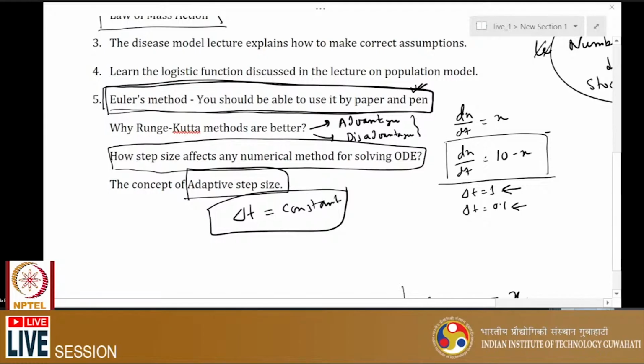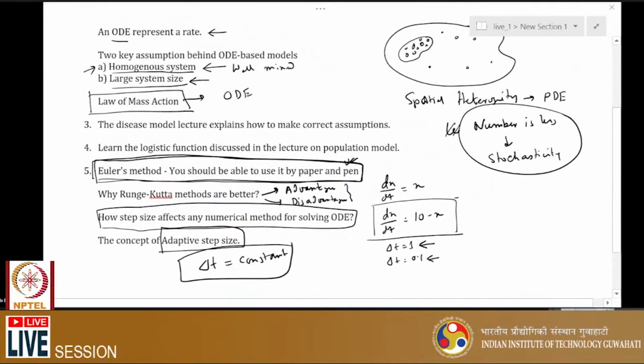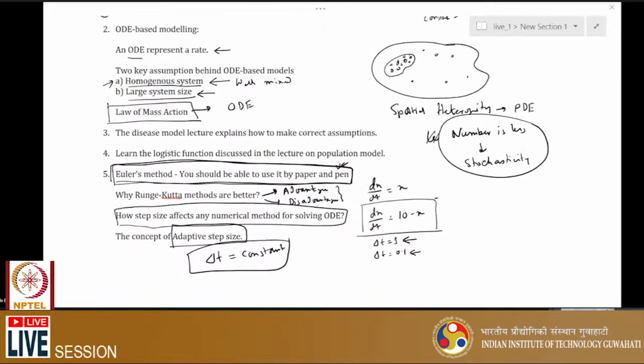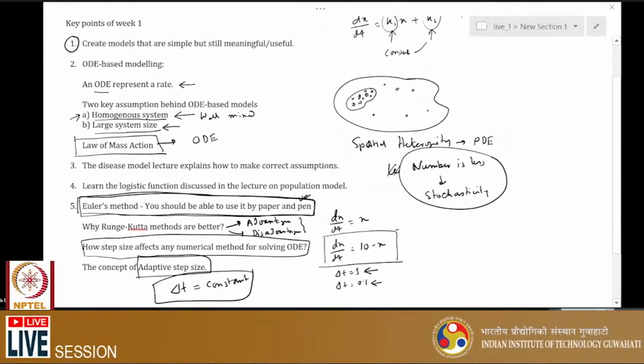So it is explained in the lecture. Please try to grasp the meaning, the logic of it. Because most of the modern algorithms which are implemented in software as well as libraries are using adaptive step size, right? Most of the time. So you have to understand the basic principle of that so that you can use them adequately and properly in the library. So these are the few key points that one should keep in mind when you are going through this week's lecture.